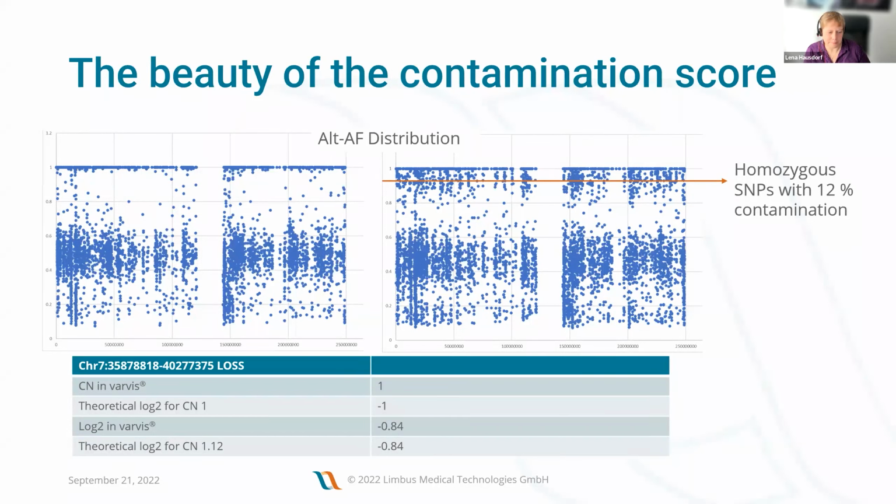And we determined the 12% by looking at the CNV, because luckily there was a CNV in this area, and the log2 value was not exactly how it was supposed to be for a heterozygous deletion. We could calculate how much contamination we actually had in this case. And so in the end, they actually redid the analysis, and then the contamination was gone.